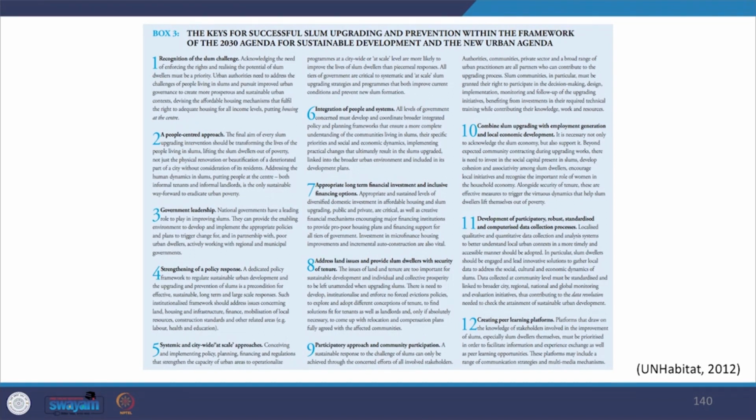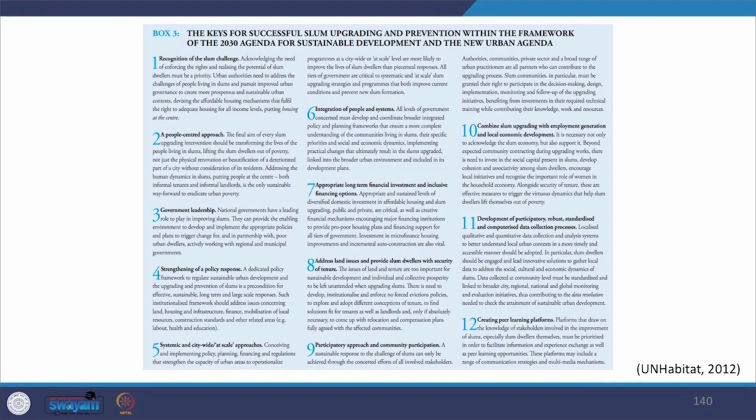Likewise, we see it suggests to have a participatory approach and community participation, which is very essential for any kind of development. Next, we see it suggests to combine slum upgradation with employment generation and local economic development. According to them, it is necessary not only to acknowledge the slum economy, but also support it. Beyond expected community contracting during upgrading works, there is need to invest in social capital present in slums, develop cohesion and associativity among slum dwellers, encourage local initiatives, recognize the important role of women in the household economy.